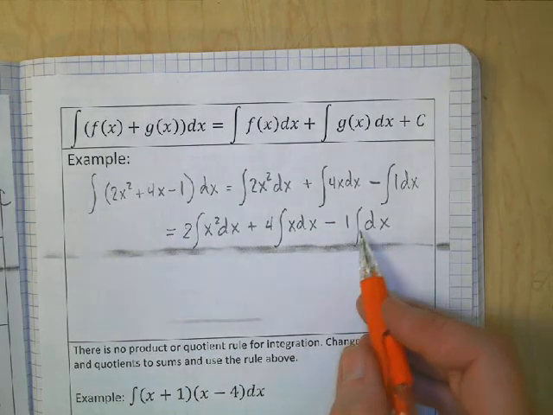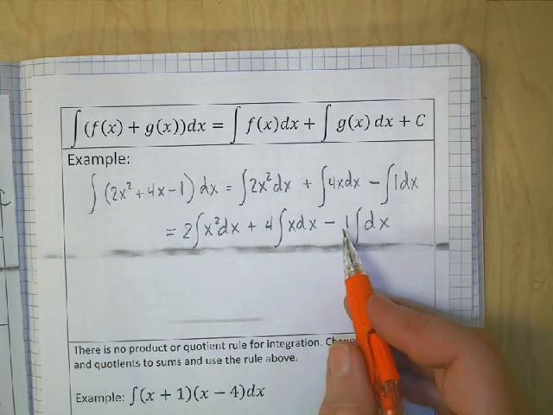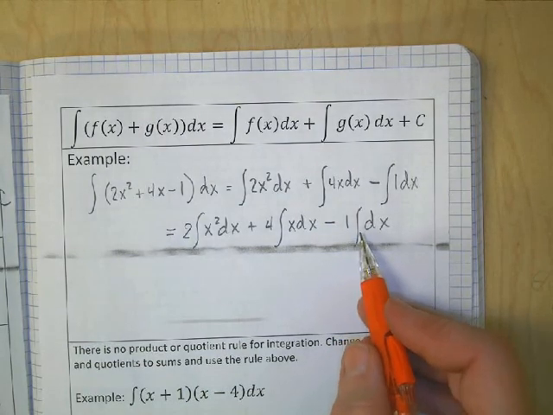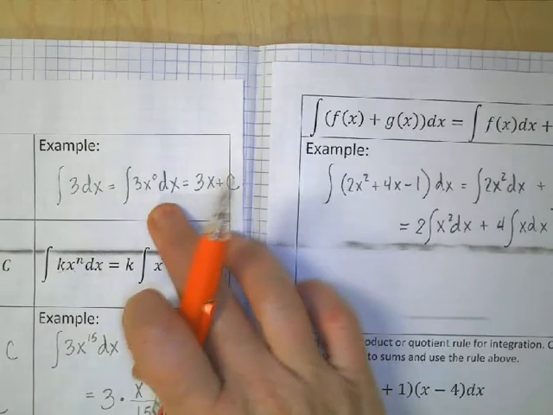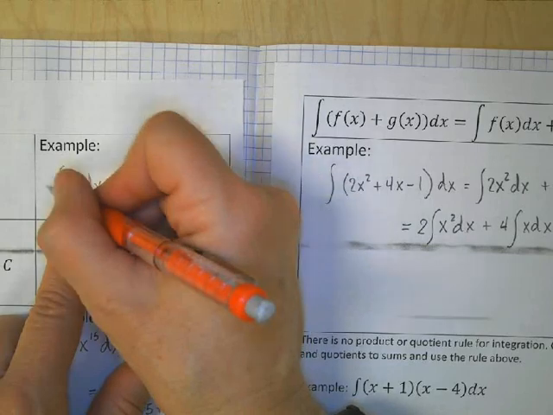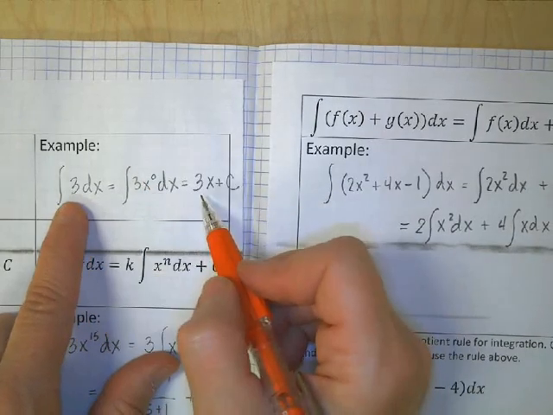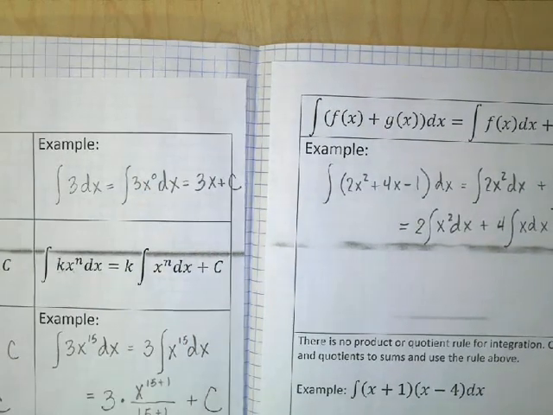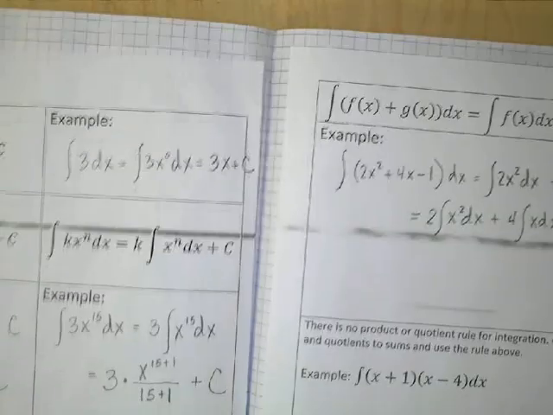See how there's no x? That means you just put an x in there because it's like x to the 0. So it's like this situation over here where I had 3 dx. I could have pulled the 3 out to the side, or I can just slap an x next to the 3. Okay, so that's what's going on in this third integral.